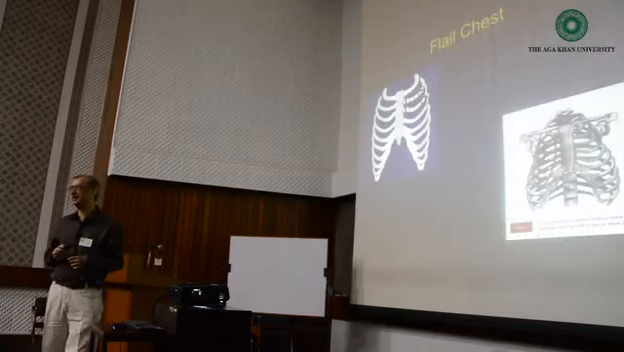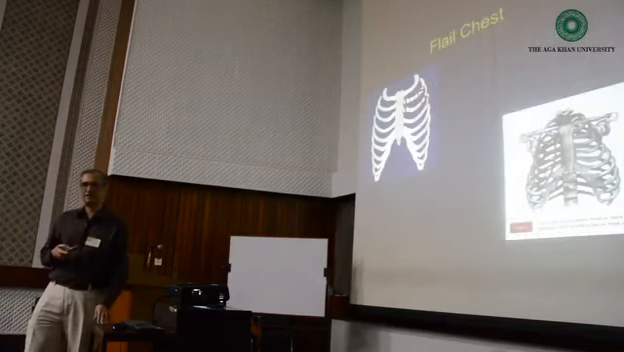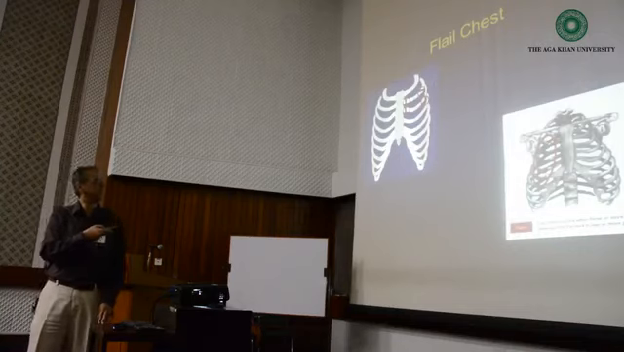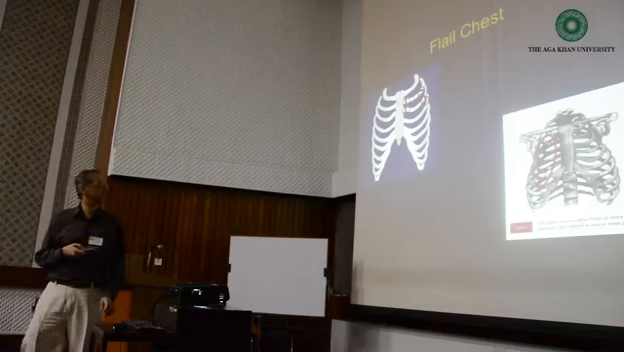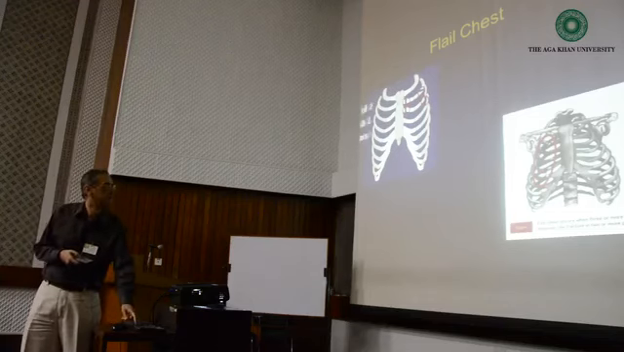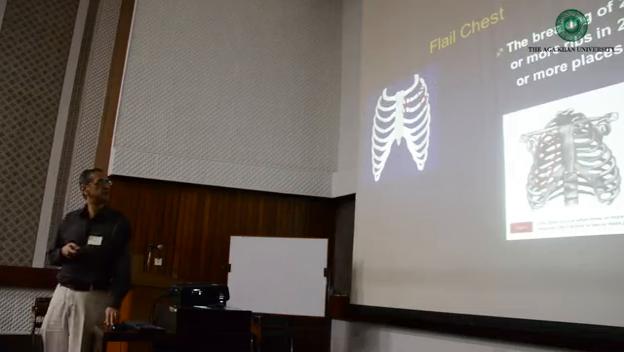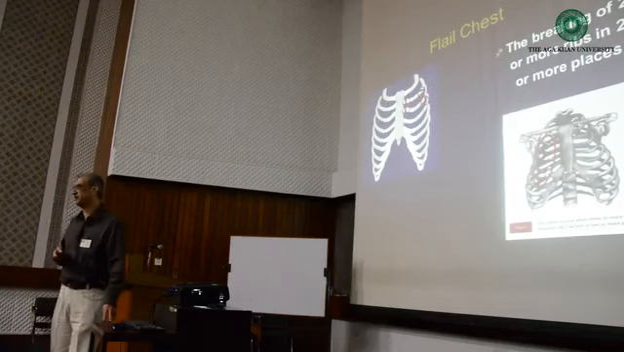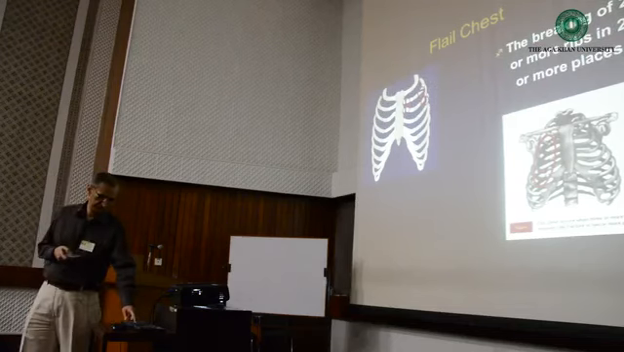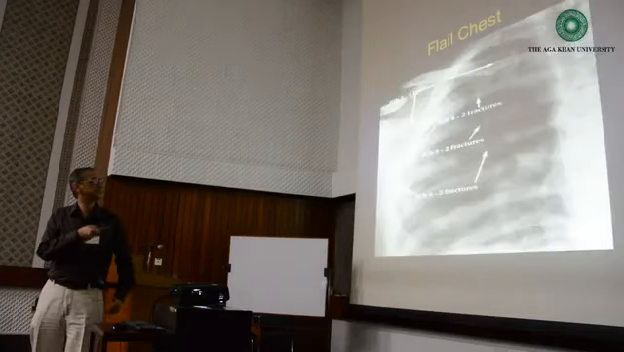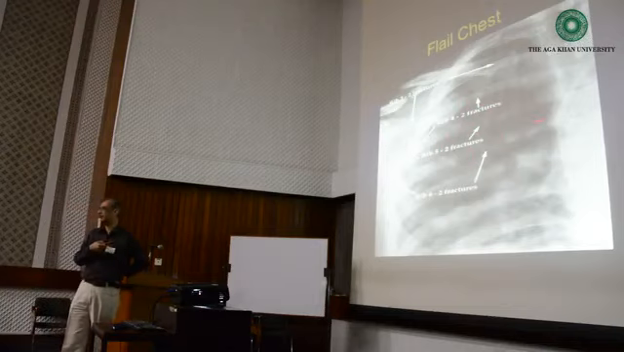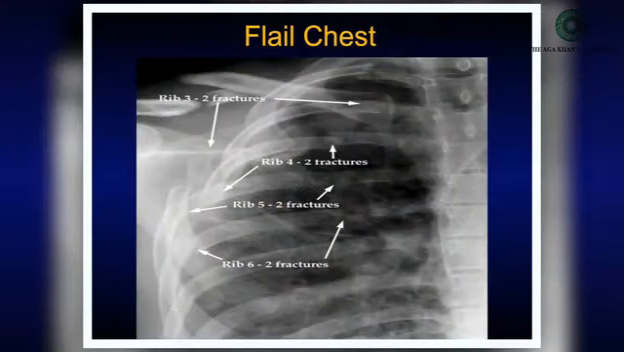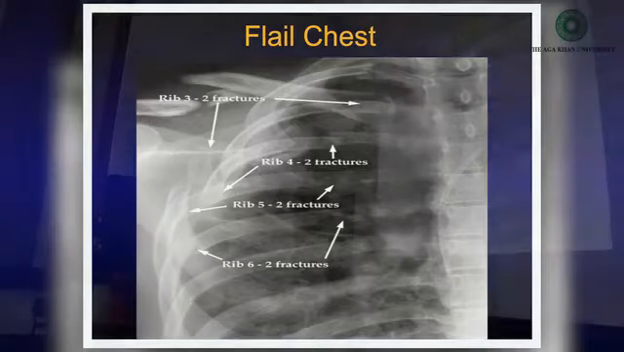Flail chest is an entity. We are ending trauma with this entity. So if ribs are broken at more than one site, you get a flail chest. So let's see a further example. At least 2 ribs at 2 or more places. So can you see the ribs are broken at 2 places? And if there are at least 2 ribs, 2 by 2 you can remember, 2 ribs broken at 2 sites, then you get a flail chest.